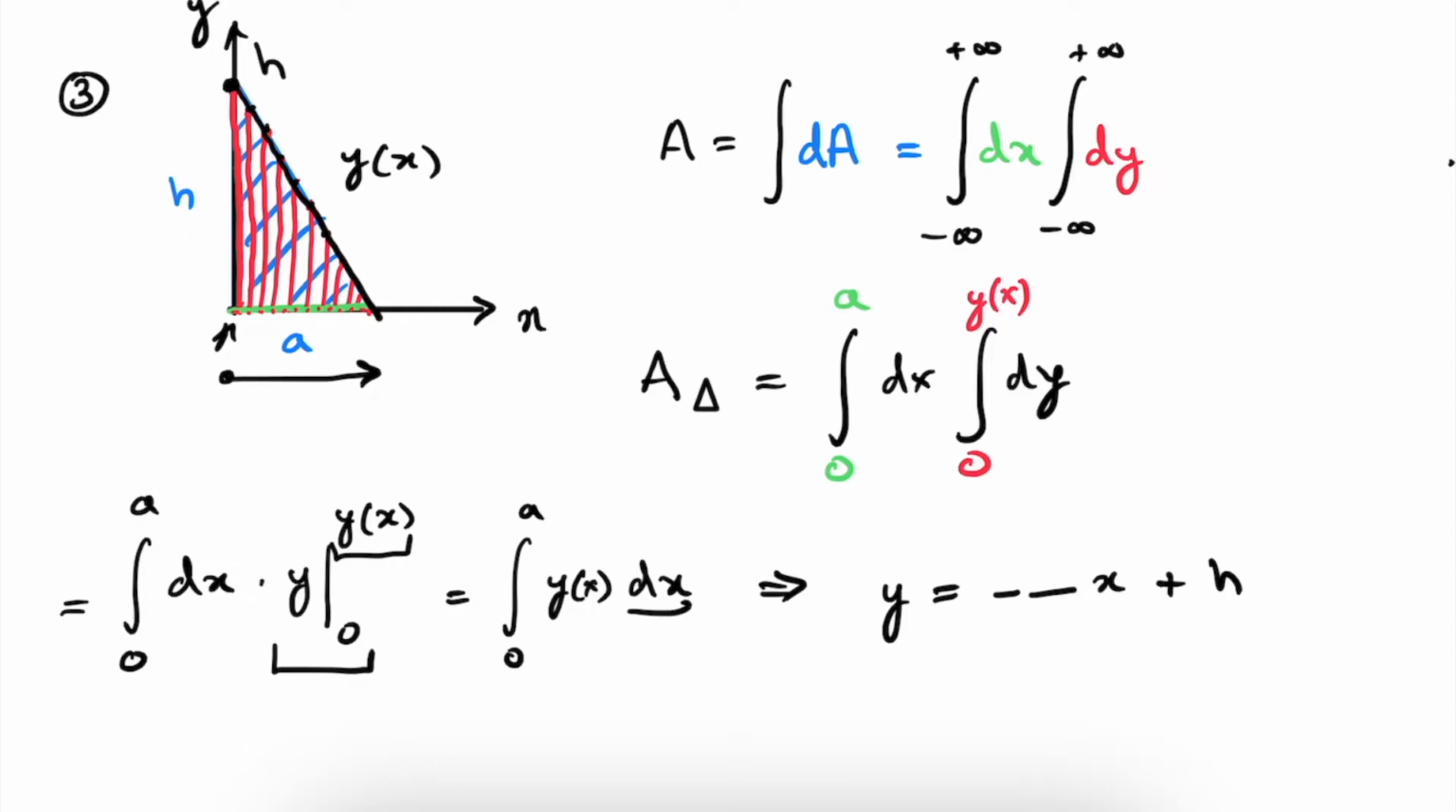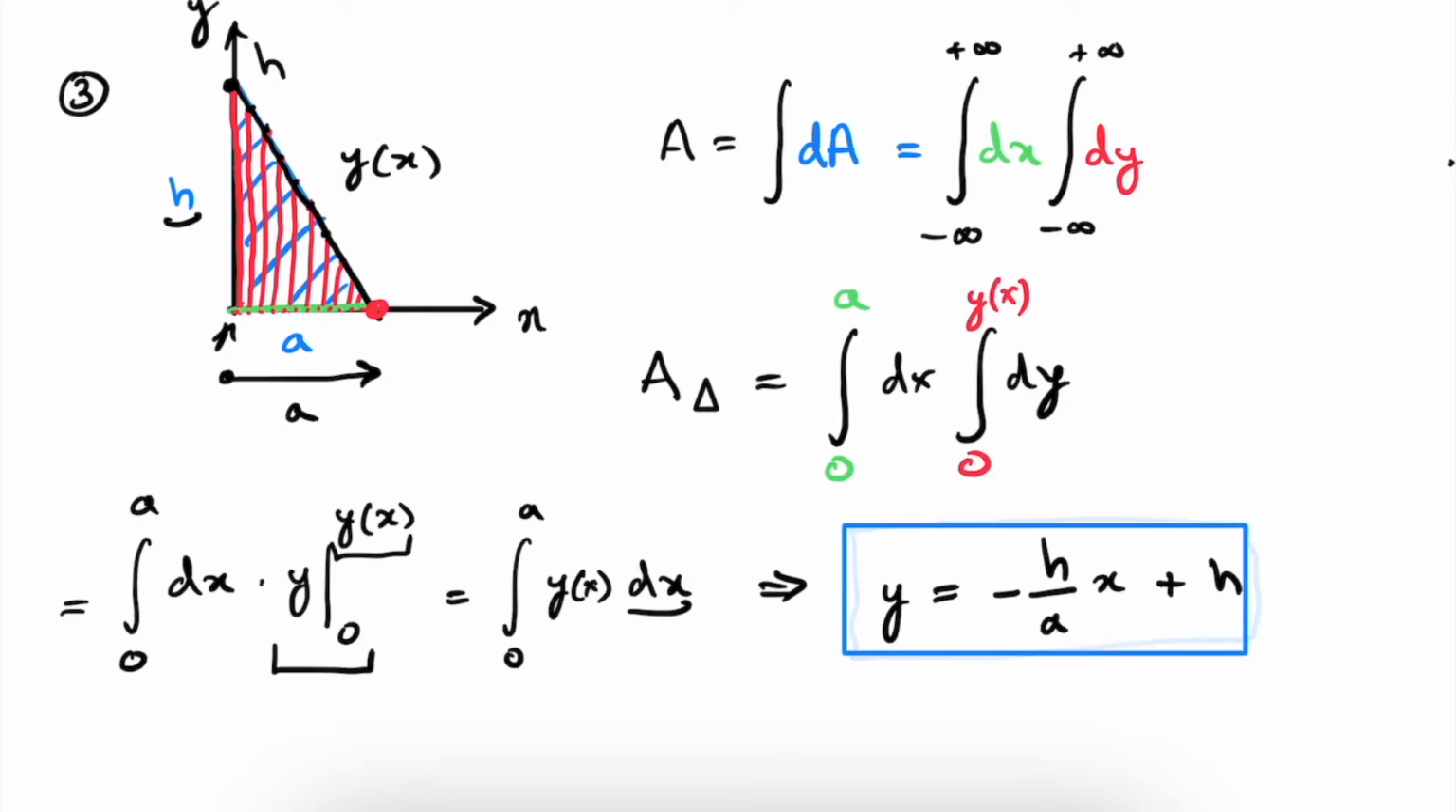And the slope simply comes from the following reasoning. If we go a in the x direction, then we descend h in the y direction. This means that this fraction becomes h over a, because if x is equal to a, then these two cancel out and we have minus h plus h, which is 0. So at x equal to a, which is here, we indeed have that y of x is equal to 0. And this will be our function, which is just the linear function of the slope of our triangle.